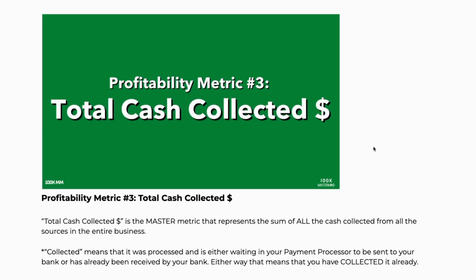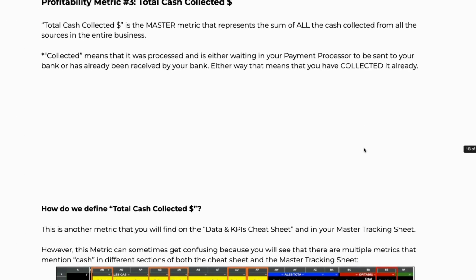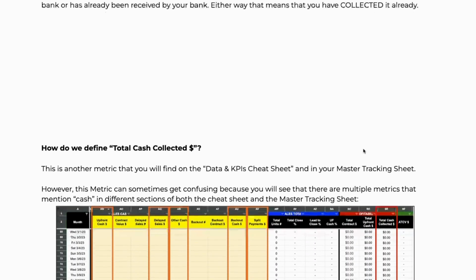So either way, it means that it's already been collected from the customer. Very important to understand. If you have any questions about that, make sure you ask in the student community, but it's very important to understand. Total cash collected means that we have already collected it from the customer. It's not AR, which is accounts receivable, that we're still waiting for from the customer. We already charged the customer, and it's either in our payment processor waiting to be sent to our bank, or it's already been sent from our payment processor into our bank, and it's just sitting there that we collected this month.